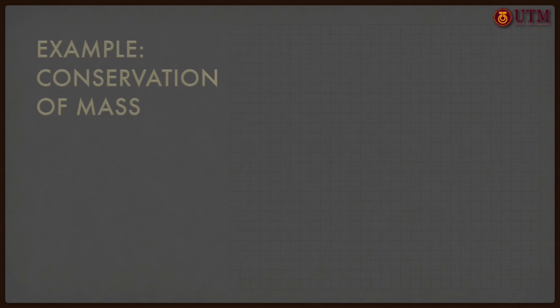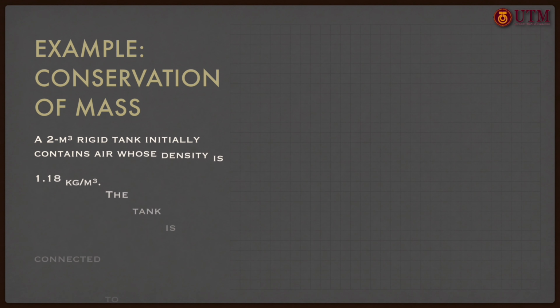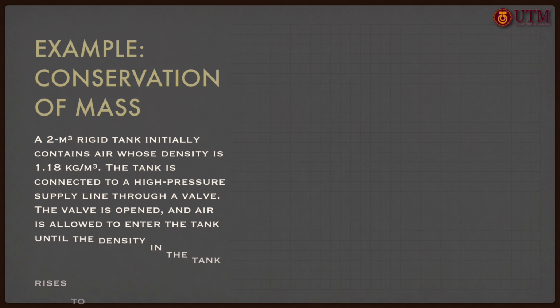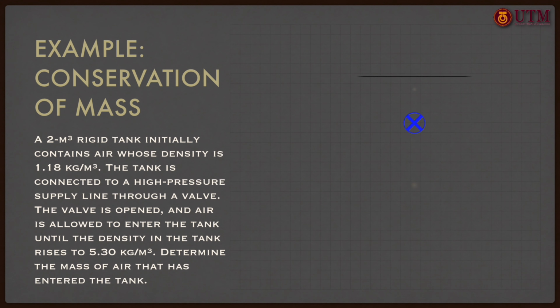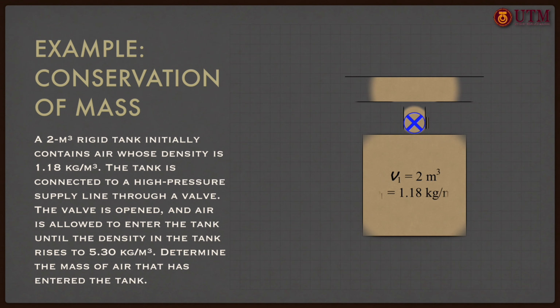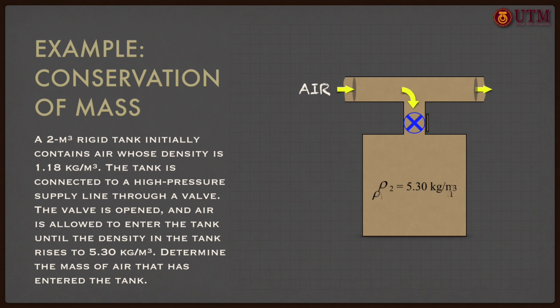Let us discuss one example related to the conservation of mass. A rigid tank initially contains air at atmospheric conditions. The tank is connected to a supply line and air is allowed to enter the tank until the density rises to a specified level. The mass of air that entered the tank is to be determined.